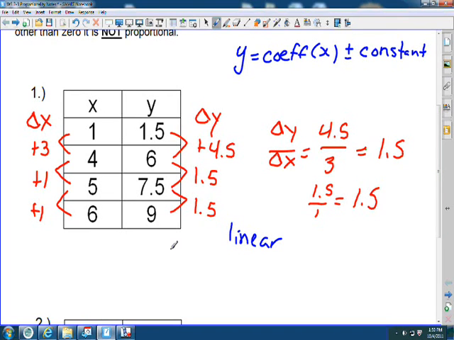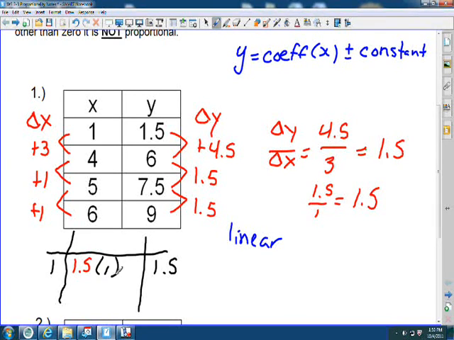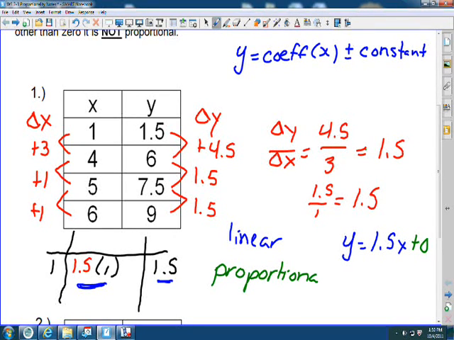There's not a whole lot of room, so I'm going to go ahead and expand my table out. Let me just get 1 and 1.5. Well, my coefficient is 1.5. 1.5 times 1, you multiply these two together, it gives me 1.5. So my equation would be y equals 1.5x. And even though it's this right here, if I wanted to, I could add a plus 0. Because of the plus 0, it is proportional.